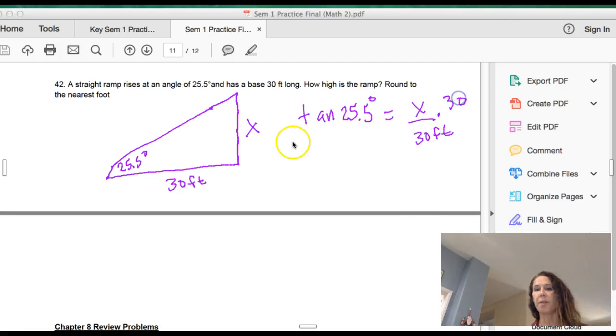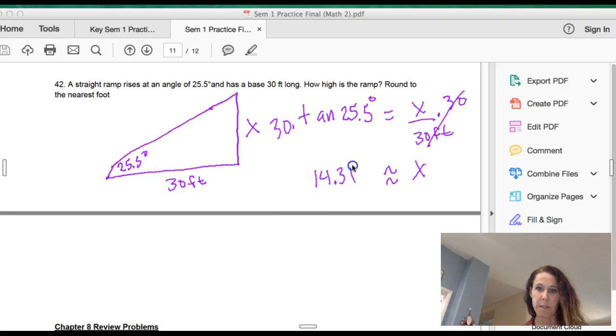And then we're going to solve for x. Multiply both sides by 30 feet, and that goes away, and you're going to get 30 times tangent of 25.5. So I'm going to type in tangent of 25.5 on my calculator and multiply that by 30. And I'm going to get x is approximately 14.3 feet. That's not to the nearest foot. The nearest foot would just be 14 feet. So this height is about 14 feet.